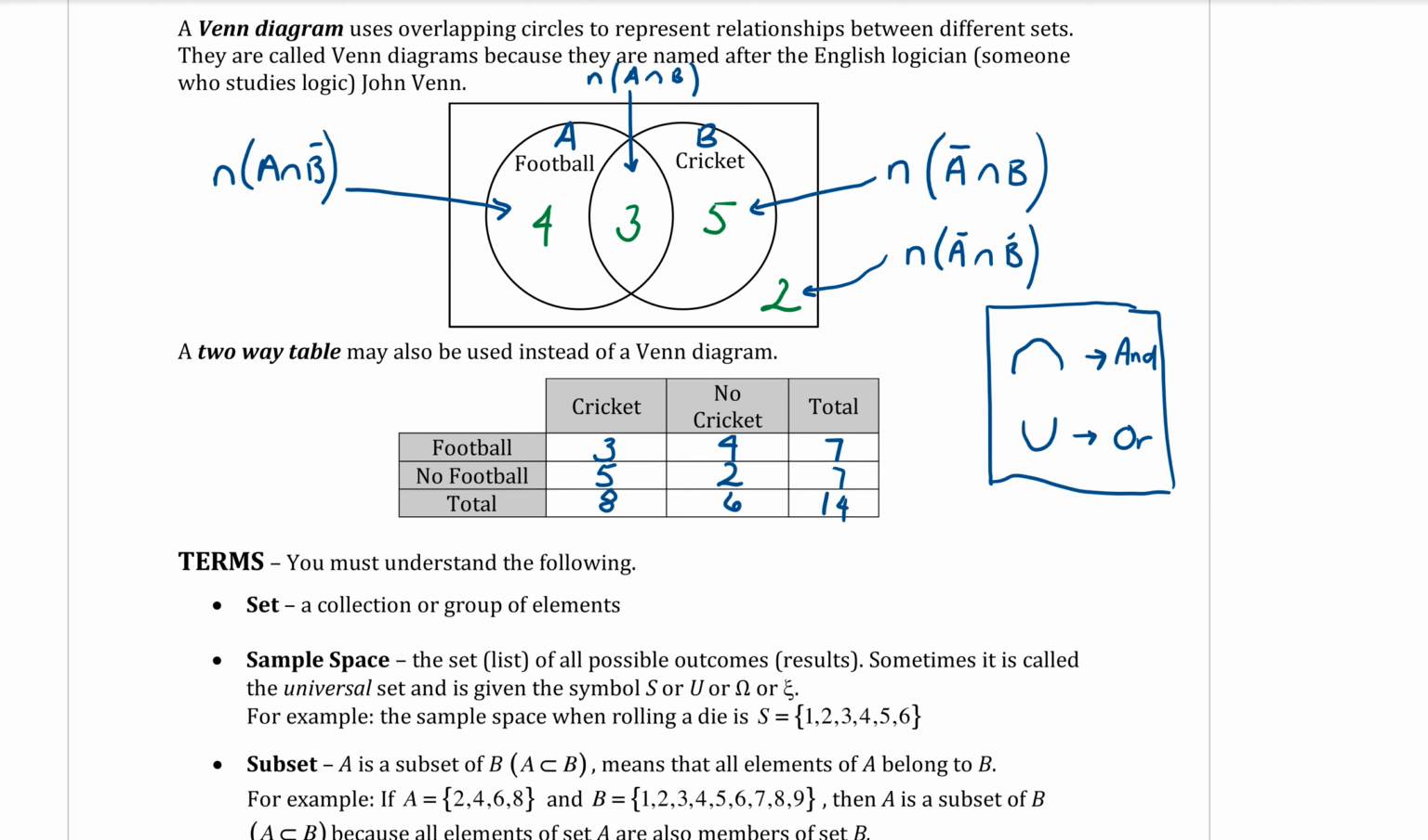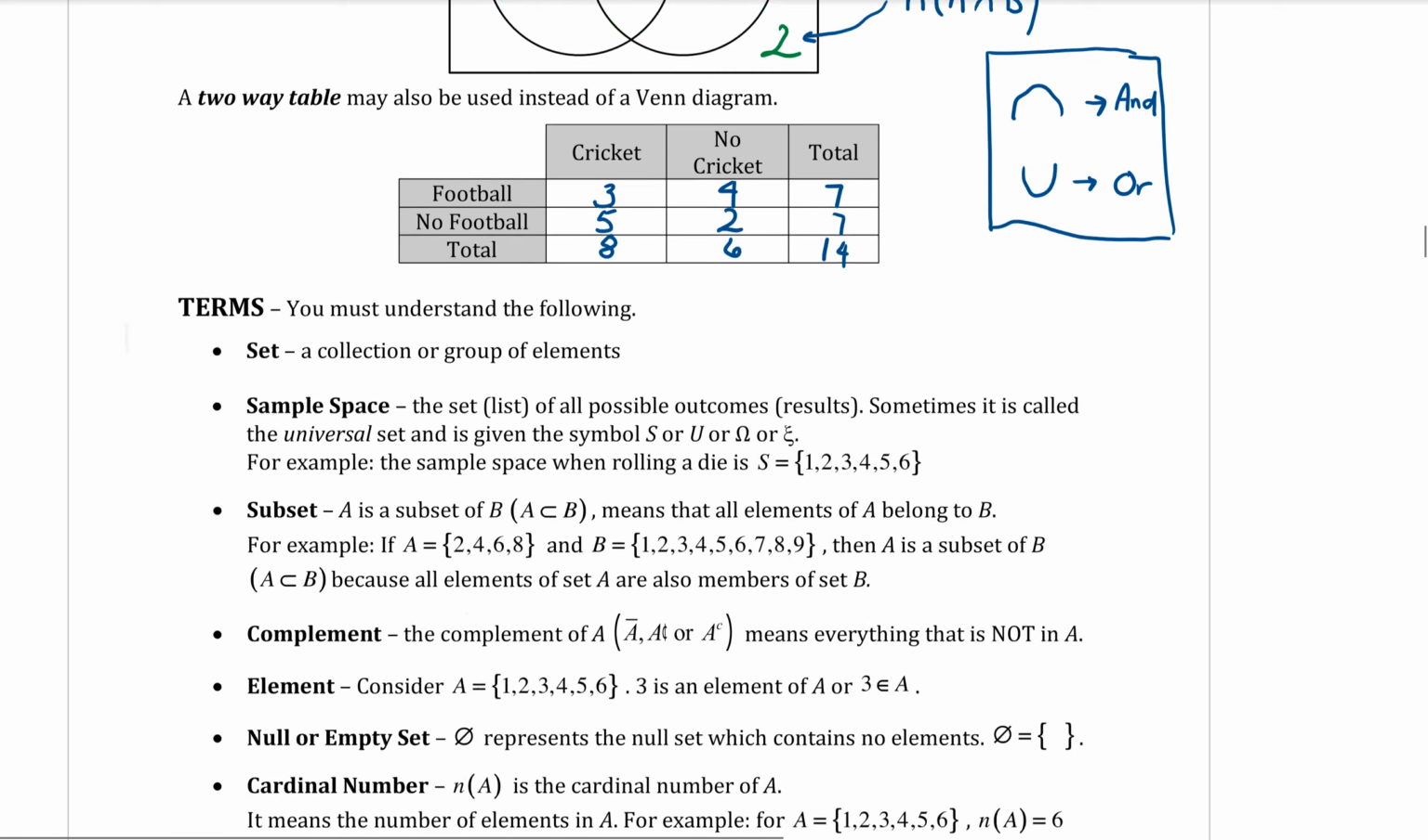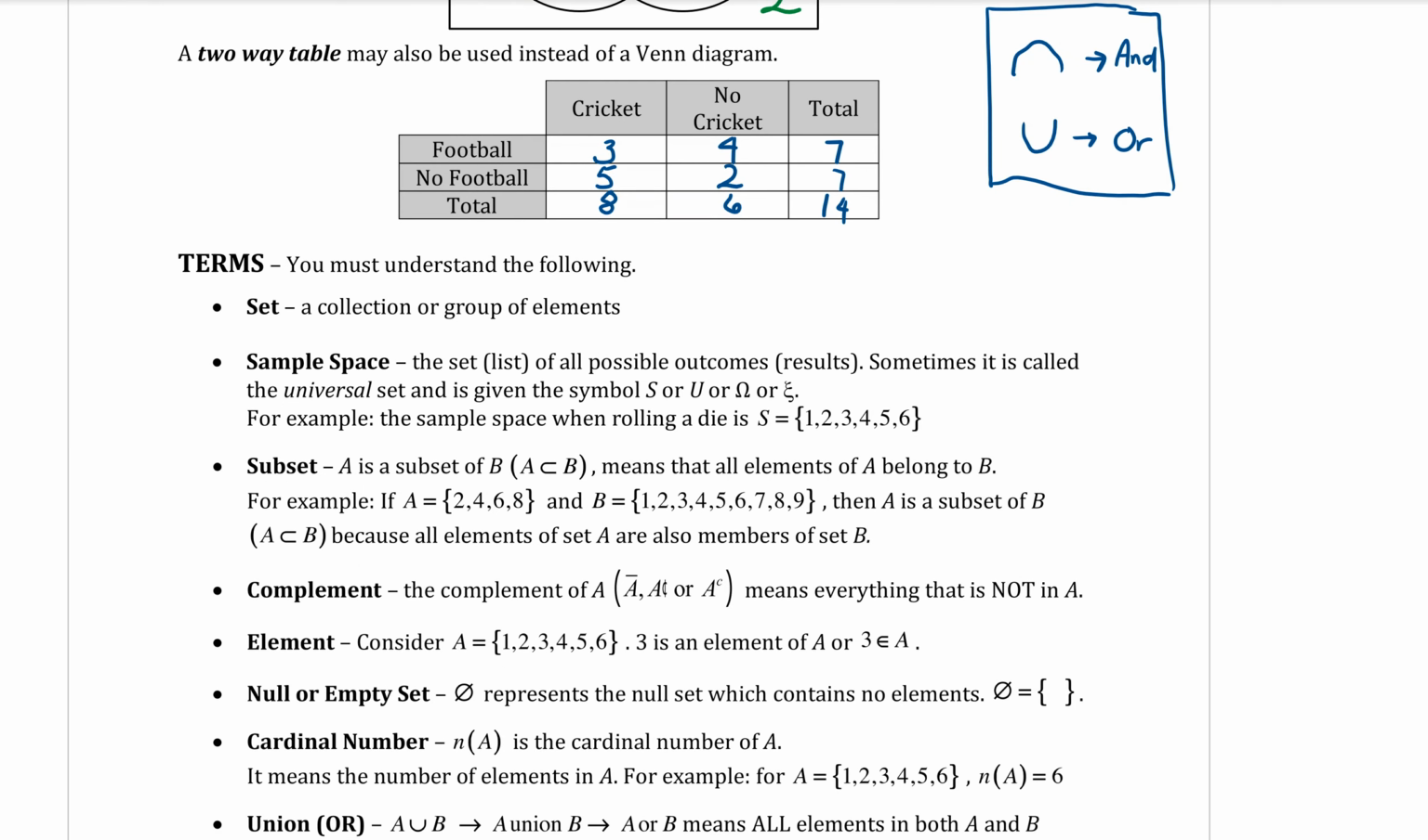So we've converted that data into a 2-way table. And you'll be asked to find probabilities and all sorts of things from both forms. Okay, so there's some more terminology here that we are going to go through. So more terms that you must understand.